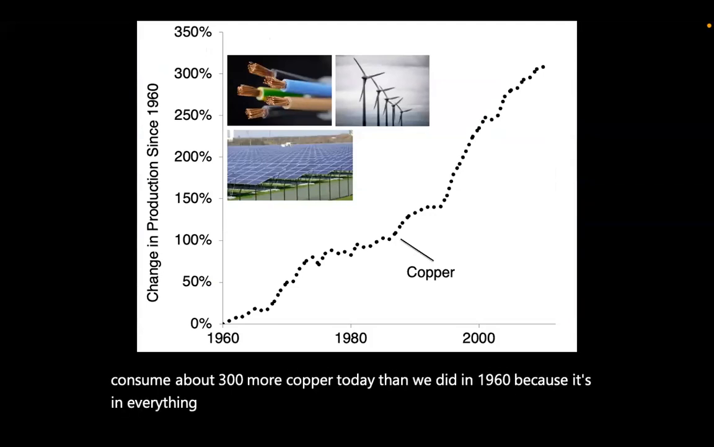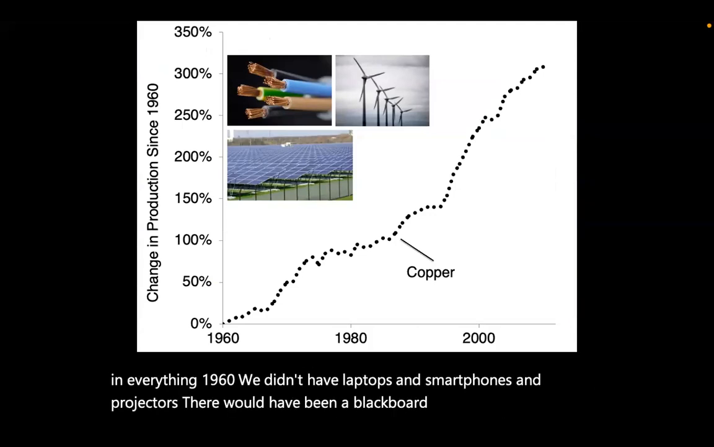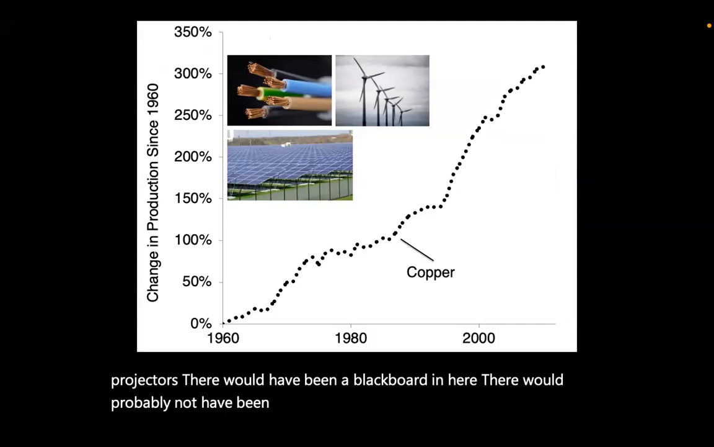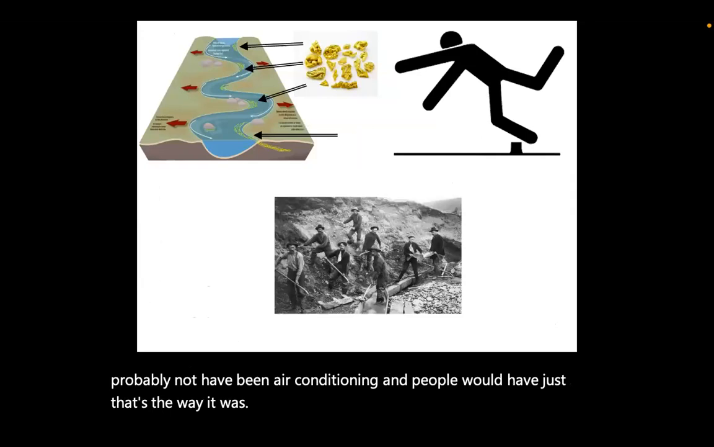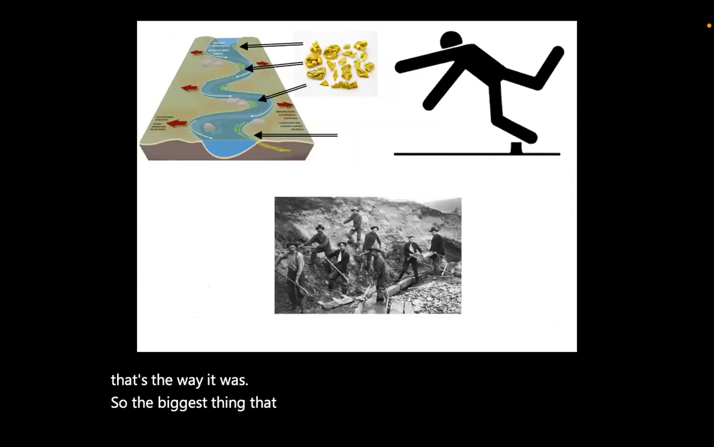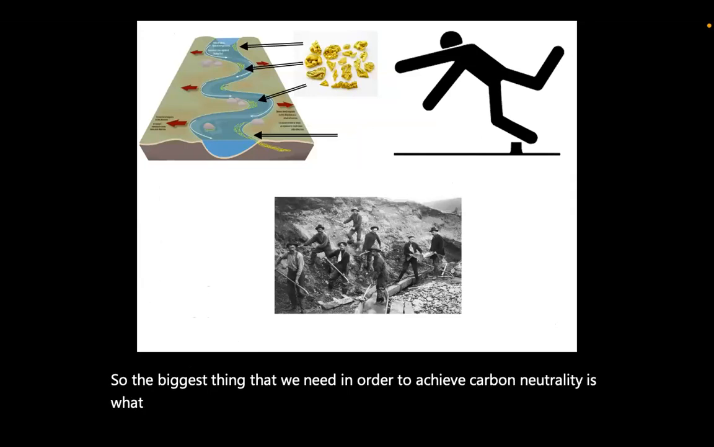In 1960, we didn't have laptops and smartphones and projectors. There would have been a blackboard in here. There would probably not have been air conditioning. And people would have just, that's the way it was. So the biggest thing that we need in order to achieve carbon neutrality is what I'll show you in the next part of my talk.